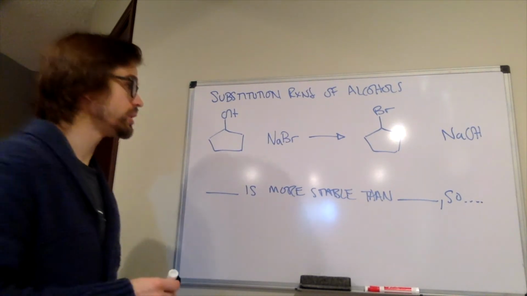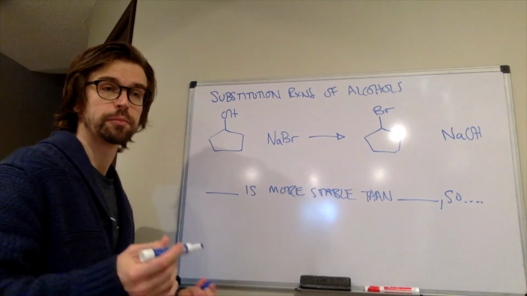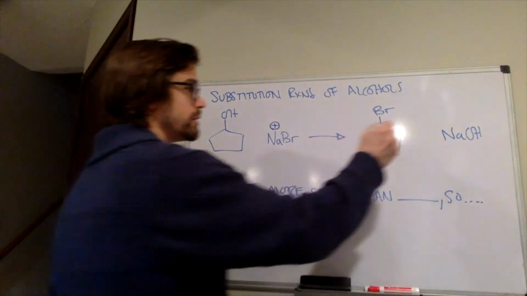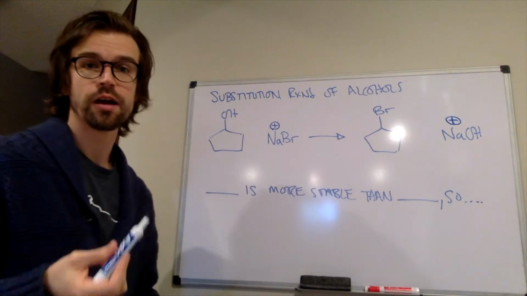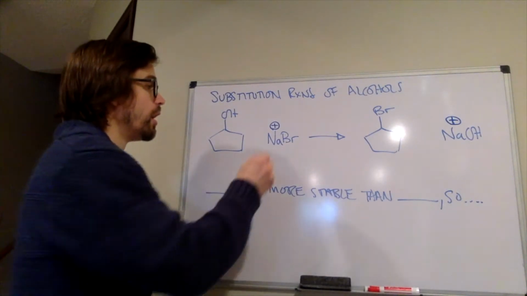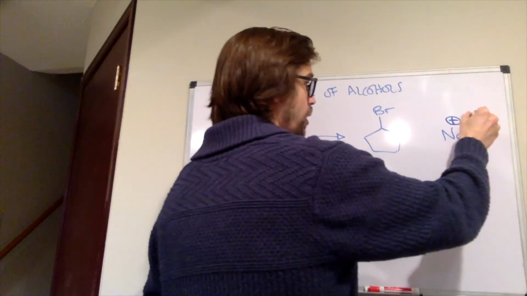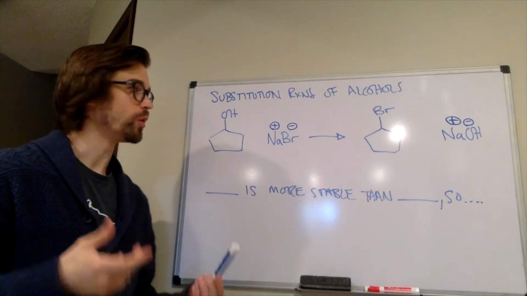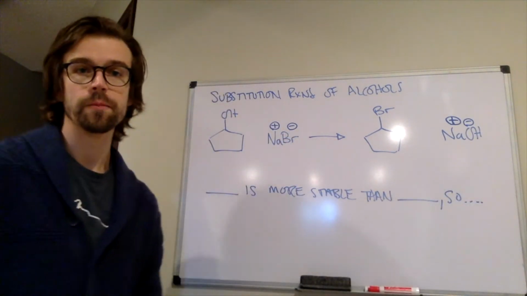Essentially what we're really comparing is the stability of ions. On this side of the reaction we have Na+ and Na+. That's going to be basically the same stability. It's the same type of ion. But on this side we have a bromide, Br minus, and we have OH minus on the product side. So what's more stable, Br minus or OH minus?